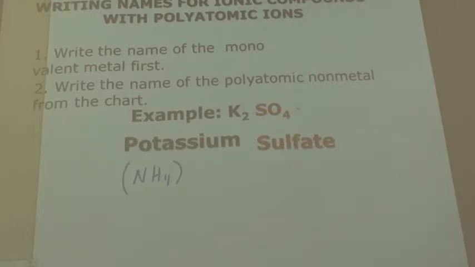Remember, this is a polyatomic ion from the chart. To name this, we would write the name of the polyatomic ion, ammonium. It's the cation, it comes first. And then we would look at this. This is sulfur, so it would become sulfide.